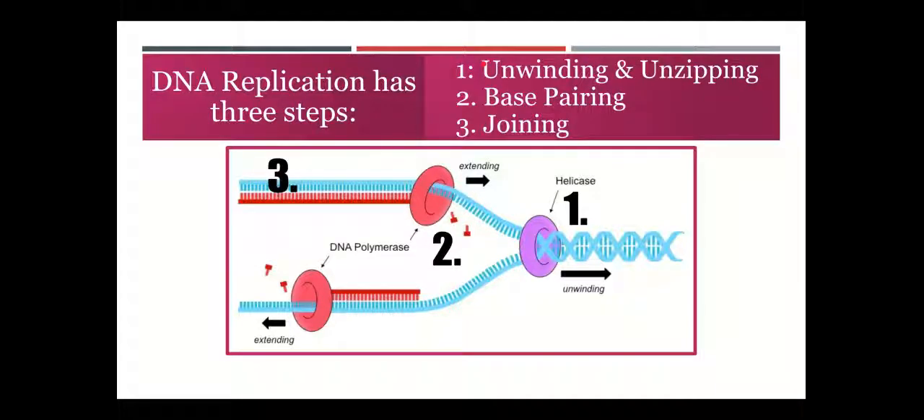So to begin, DNA replication has 3 steps. We have a step called unwinding and unzipping. We have a step called base pairing. And we have a step called joining. And there are different enzymes active at each of these portions of DNA replication.